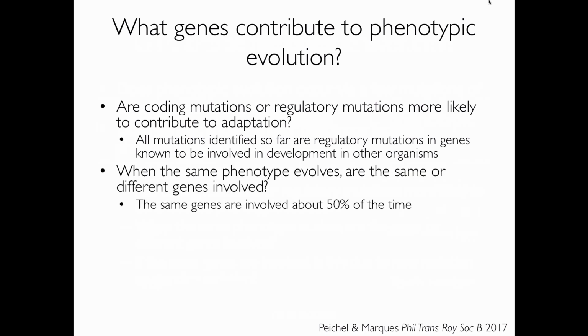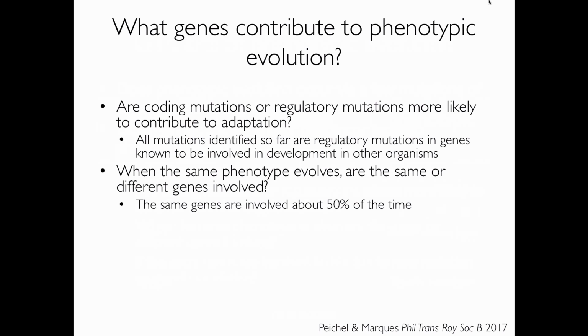When the same phenotype evolves, are the same or different genes involved? About half of the time you find that the same genes are involved, and about half the time you find they're different. Whether you think that's a lot or a little depends upon if you're a glass half empty or half full. I think it's a lot. I will also say that recent work in my lab suggests that this may not be true for all population comparisons that we look at, and I'm really interested in why some sets of populations might show more convergent or parallel evolution than others.